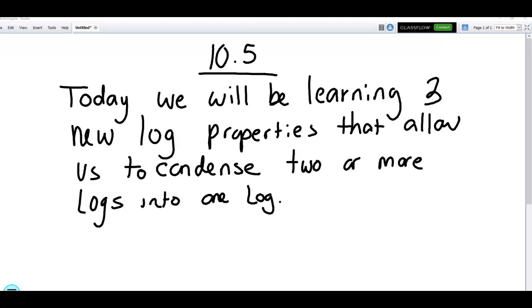The word for putting them together is condense. So we're going to have 2 or more logs, and we're going to put them together into one log using these 3 new properties. That's useful for simplifying. It's also useful for solving equations. So that's why we're learning that today. All right, so let's go ahead and begin.